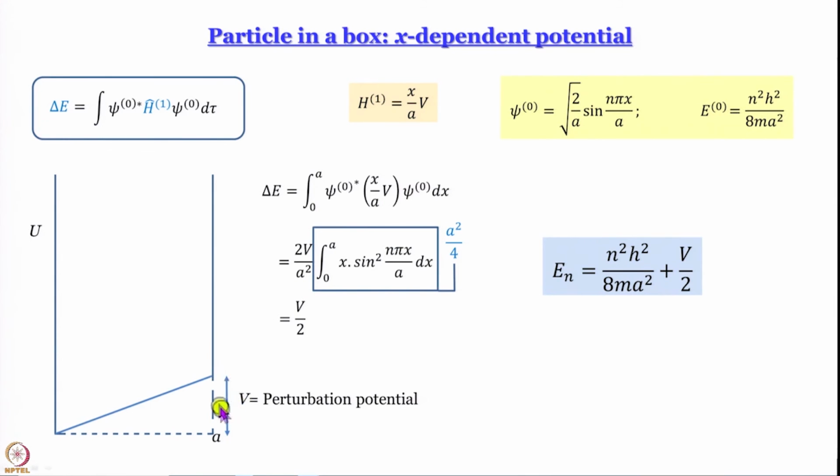What is V? V is the perturbation potential at x equal to A. So this energy here is not x dependent. Potential energy is x dependent, fine, energy is not. It would have been a little unhappy situation if it was, but it is not. So it is a good thing that we see n square h square by 8 m L square plus V by 2, this is what we get.